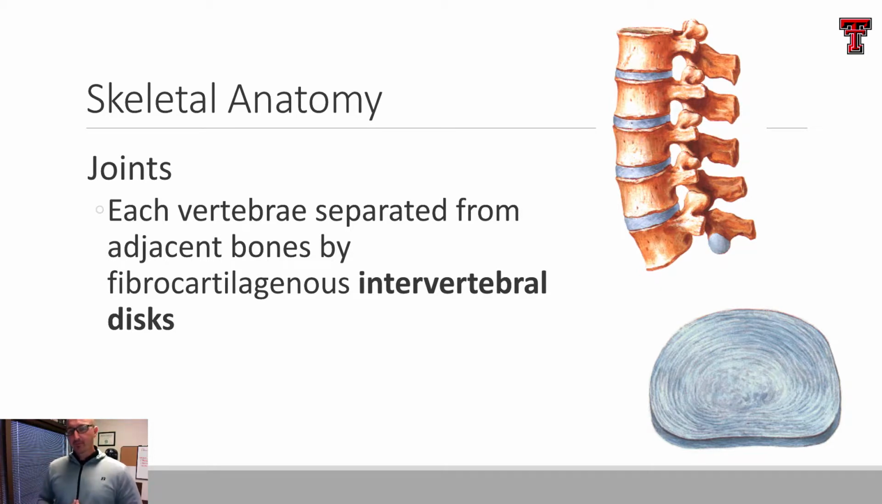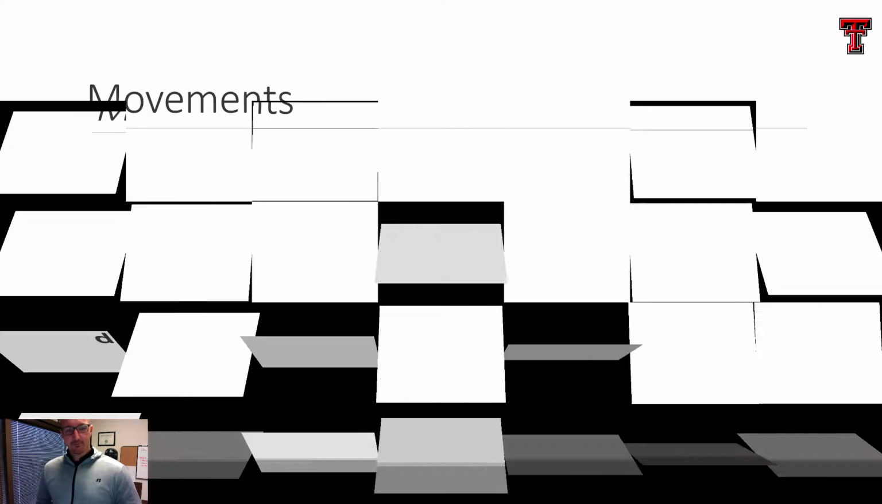Okay, so these discs have a tough fibrous annulus. That annulus goes around, kind of encases that disc, and then more of a gelatinous nucleus pulposus, which is even better suited for shock absorption.